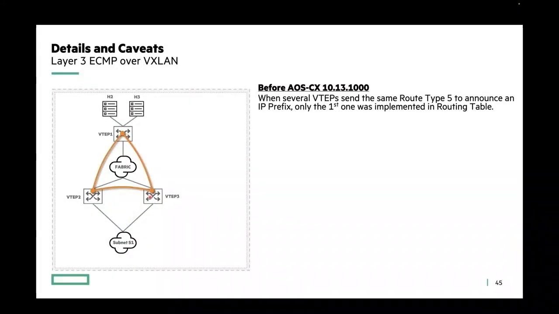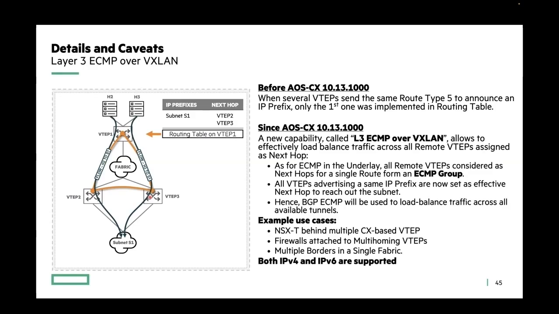Now, layer 3 ECMP over VXLAN. Before AOS-CX 10.13.1000, because this capability came with 10.13, when several VTEPs sent the same RT5 advertising the same IP prefix, only the first one was programmed into the routing table, into the FIB. Now, since AOS-CX 10.13.1000, with a new capability called layer 3 ECMP over VXLAN, we can program multiple remote VTEPs as active next hop for a given IP prefix.